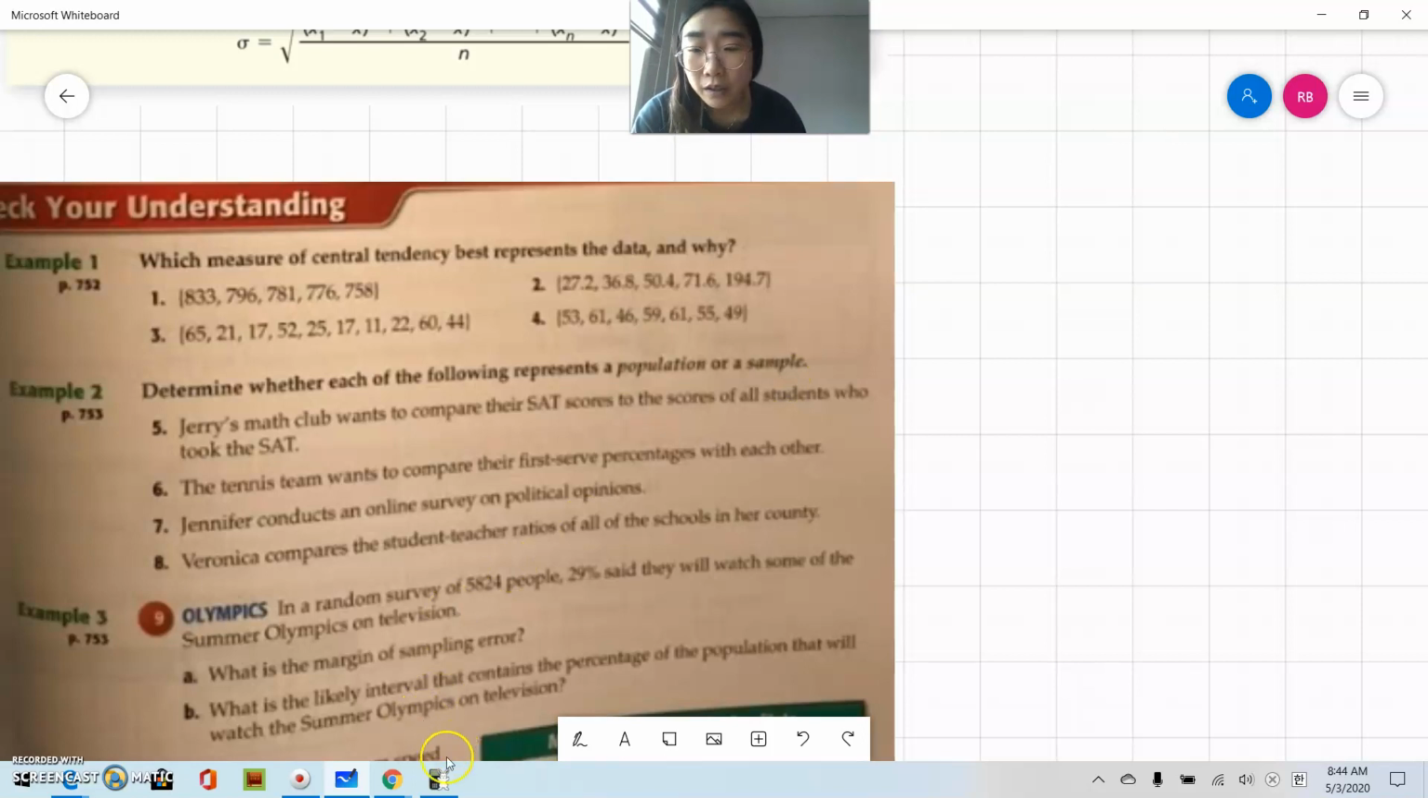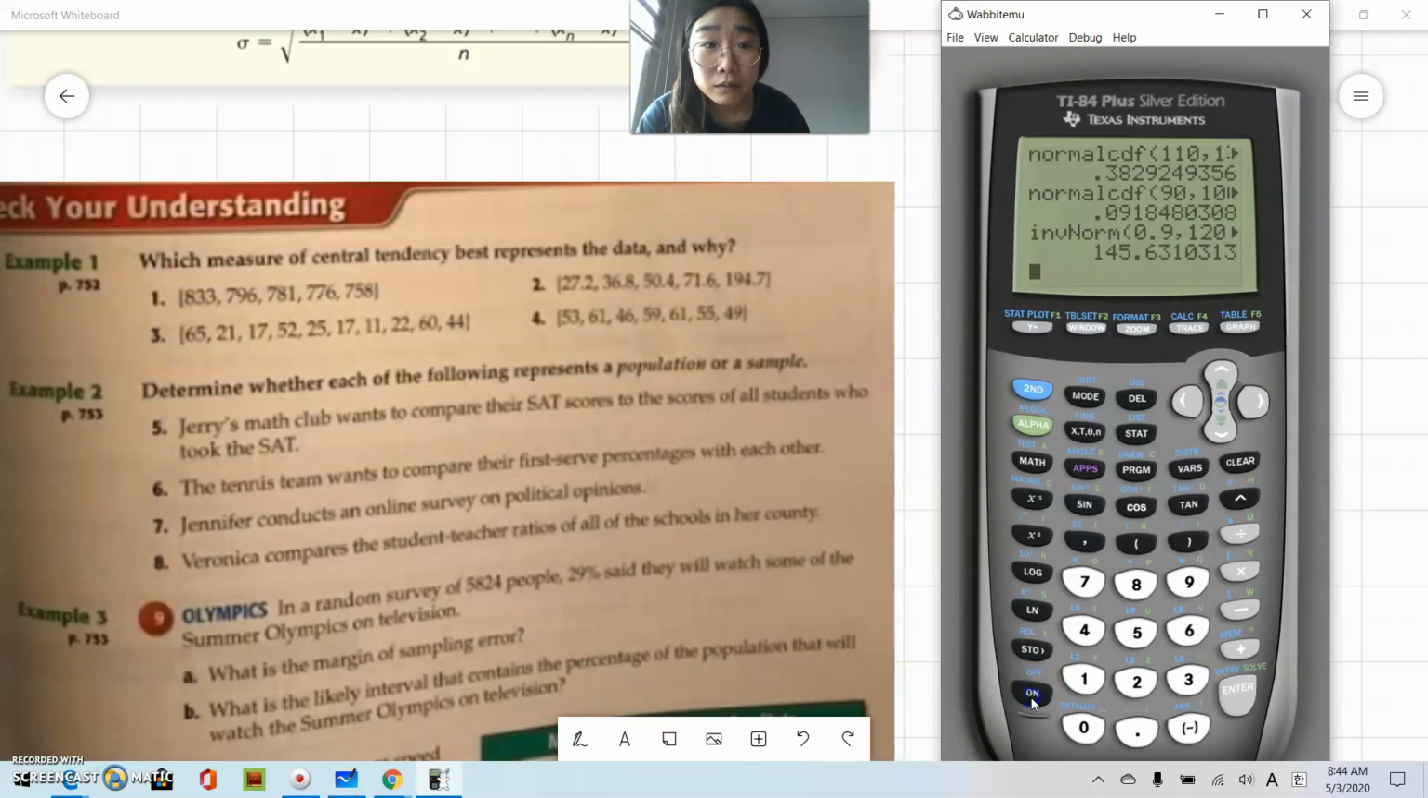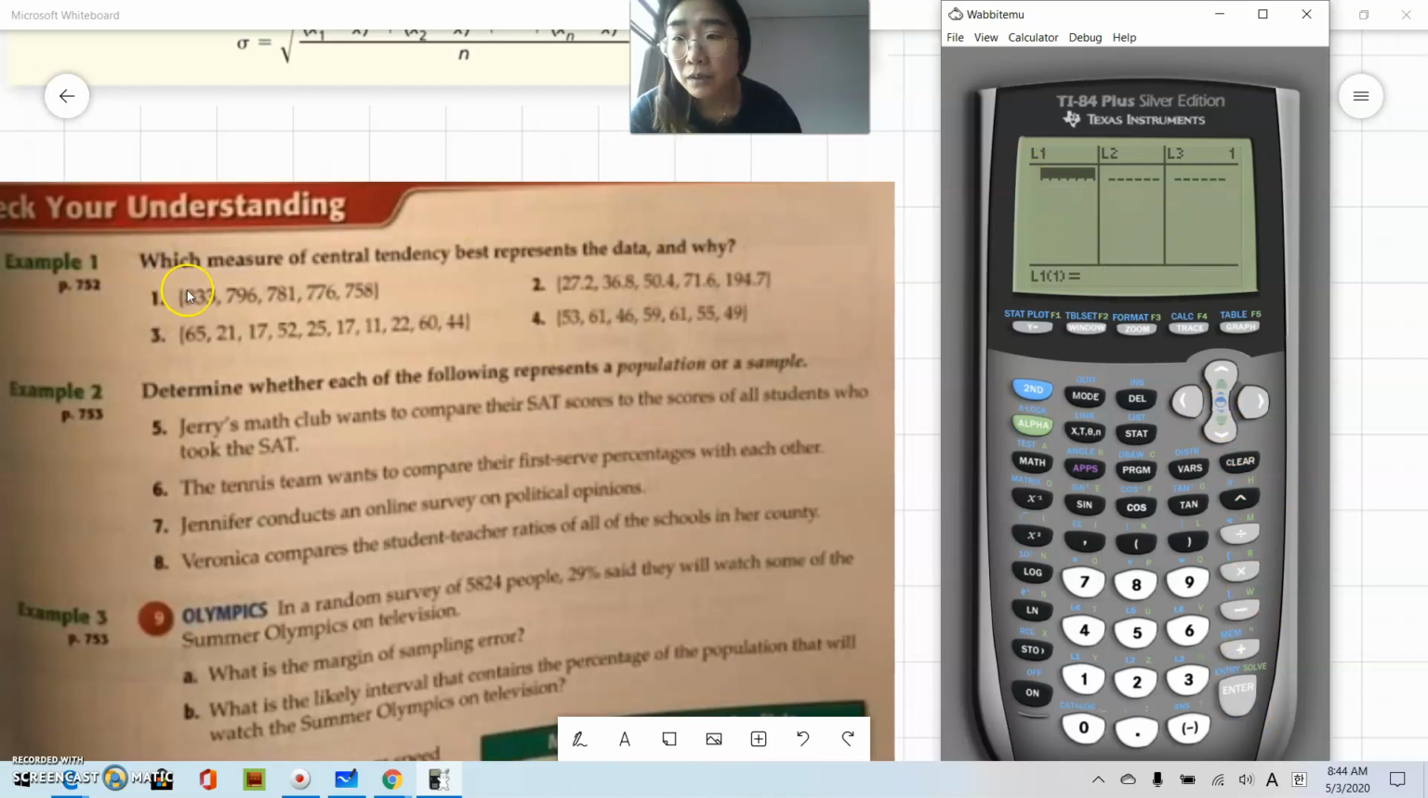I am going to use a calculator, and I'm not going to use it the way you might use it. So I want you to turn it on, and then go to Stat, and then Edit. And if you have something in L1, do Clear, Enter, and then L1 gets cleared. For L1, I'm going to put number 1. So I'm going to put 833, 796, 781, 776, 758. And I'm also going to put stuff for L2, just because it's more convenient for me.